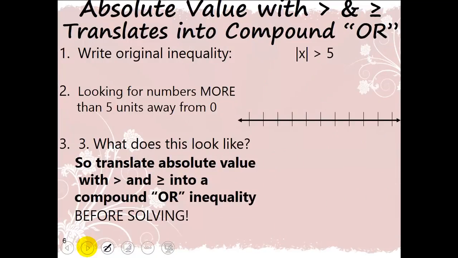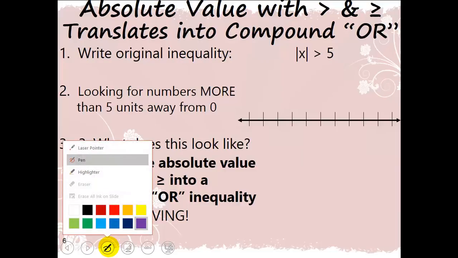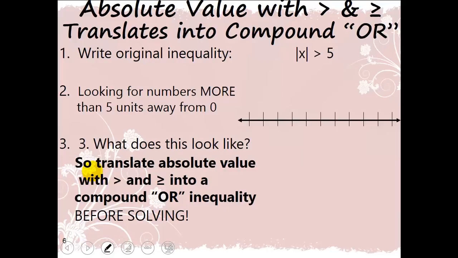Okay, now we're going to switch gears, and we're going to look at the or, and how we translate an absolute value with greater than. Highlight this. If you have a highlighter with you, highlight this, because this is greater than or equal to. That's going to translate into an or. Less than or equal to went to an and. Greater than is going to go to an or.